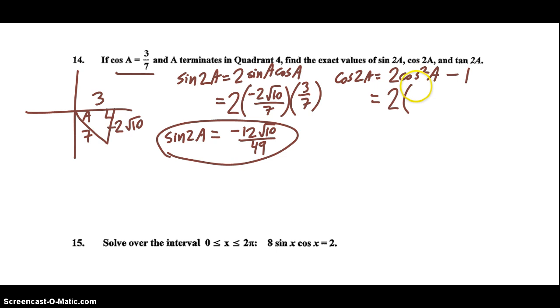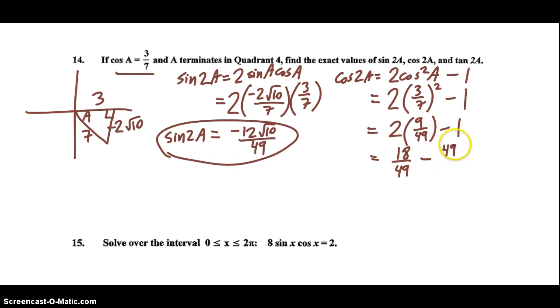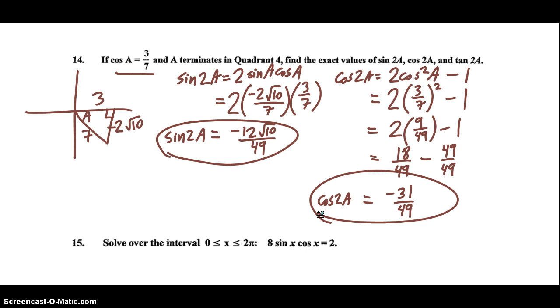Alright, so let's use that. Well, the cosine of a is 3 over 7. That'll be squared minus 1. So we have 2 times 9 over 49 minus 1. And this is actually 18 over 49. Minus 1, I'm going to go ahead and make it 49 over 49. Just go ahead and get my common denominators there. And we have 18 minus 49, which is negative 31 over 49, and that's the cosine of 2a. Negative 31 over 49.